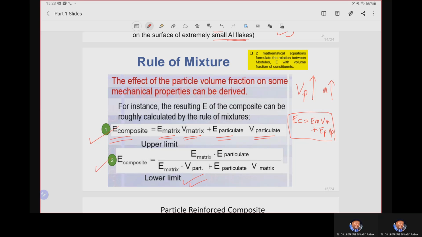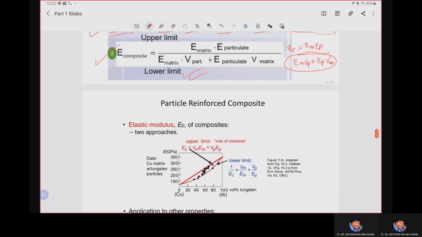All right. The elastic modulus of the resultant composite, E C, is equal to the product of E matrix and E particulate. Okay, the modulus of the matrix that we use multiplied by the modulus of the particle that we use, divided by the modulus of the matrix multiplied by the volume fraction of the particulate, plus the modulus of the particulate multiplied by the volume fraction of matrix. Okay, this is the formula at the denominator.